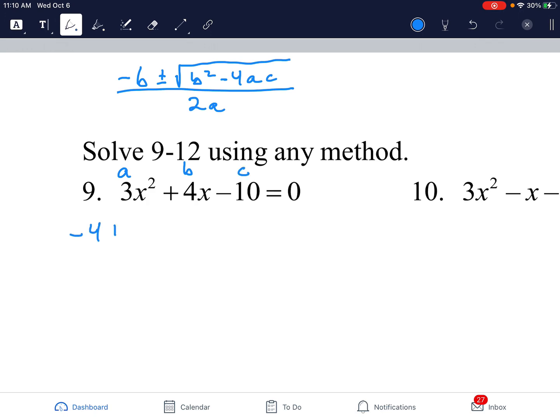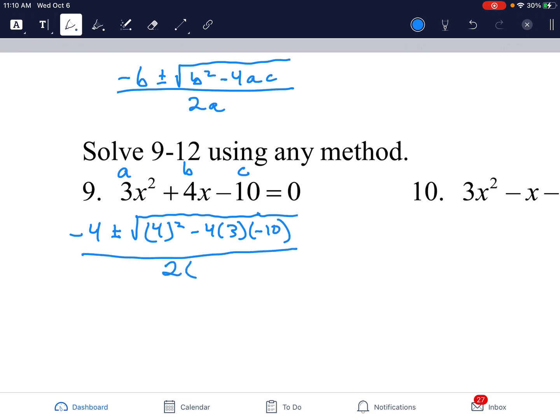So I'm going to put negative 4 plus or minus the square root of 4 squared, put that in parentheses just in case, minus 4 times 3 times negative 10. All divided by 2 times a, which is 3. So what I'm going to do is multiply the stuff inside the square root sign. So I have 4 squared, which is 16, minus 4 times 3 times negative 10 gives you 136. 4 plus or minus the square root of 136, all divided by 6. And that's as far as I'm going to take it, and we're good.